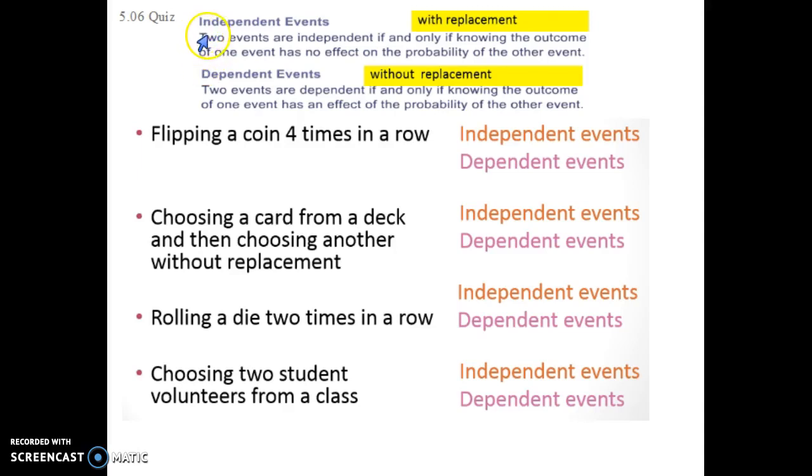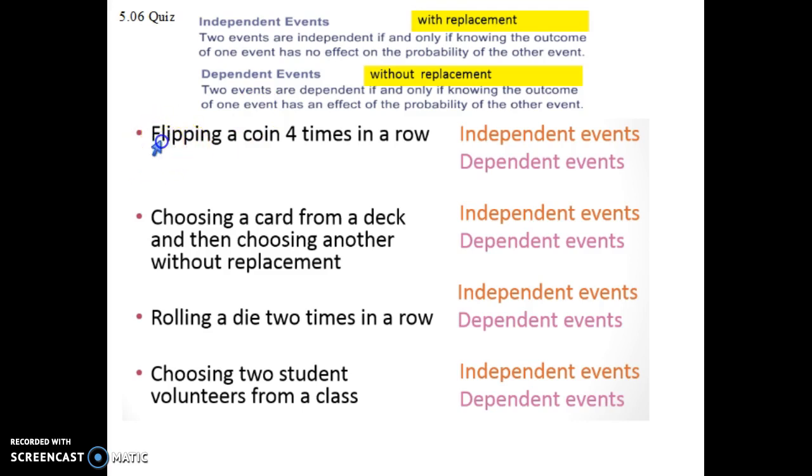Events. An independent event is when you replace something, and that means none of the events affect the outcome of the other. A dependent event is without replacement, so the events are related. So the second event is going to have an effect based on how the first event went.